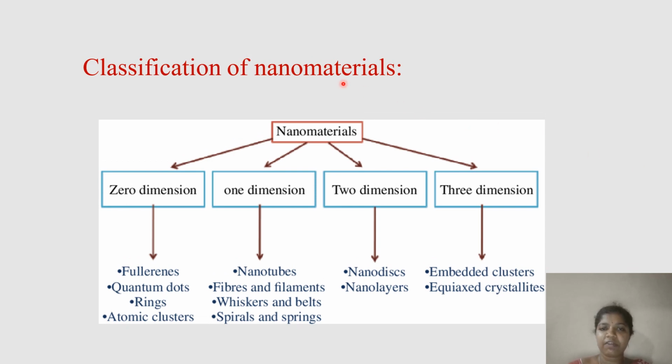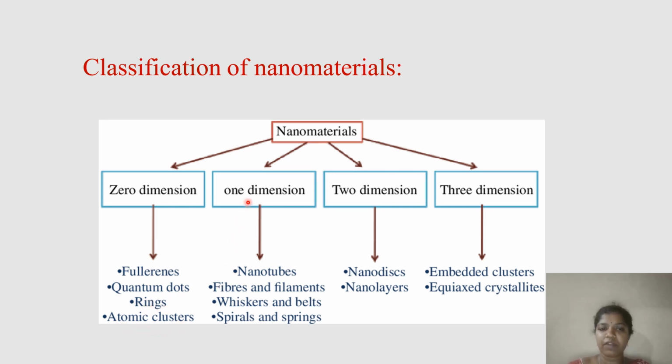And next one is classification of nanomaterials. It depends on the number of atoms present in the crystal lattice or the molecular array. Nanomaterials are classified into four types: 0 dimension, 1 dimension, 2 dimension, and 3 dimension nanomaterials. Zero dimension nanomaterials means the materials having all the dimensions, that means X, Y, and Z axis, within the nanoscale. The best examples for zero dimension nanomaterials are fullerenes, quantum dots, rings, atomic clusters, etc.